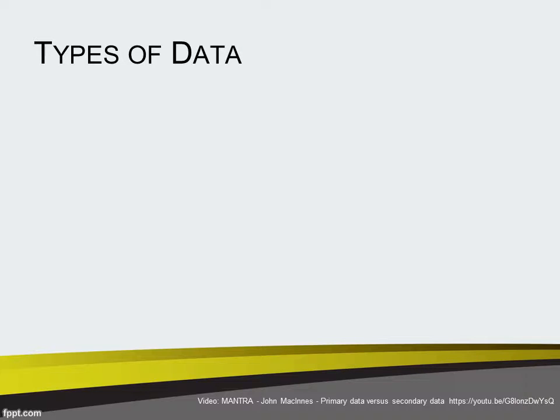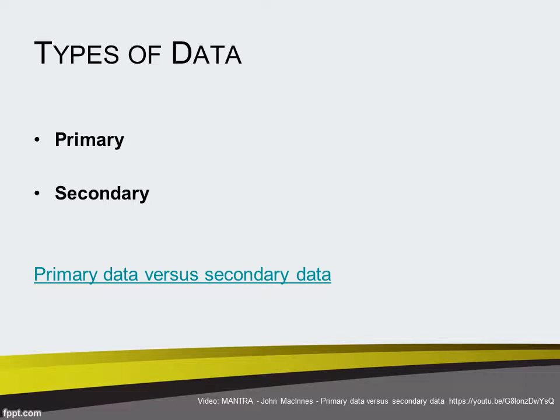John McInnes, professor of sociology at the University of Edinburgh, will help me explain the main difference between primary data and secondary data. So, what he explains is secondary data are data collected by someone other than the user, while primary data are collected by the investigator conducting the research.